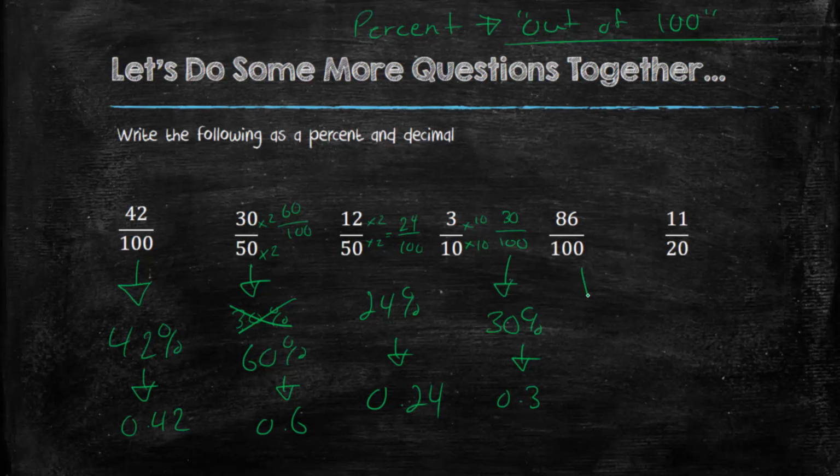86 out of 100, this is already out of 100, so we don't need to change anything. It's 86%, and it's 0.86 in decimal form. This is out of 20. How do we make a 20 into 100? We multiply it by 5, so we have to do that to the top as well. So it's 55 over 100. So it's 55%, and in decimal form it would be 0.55.